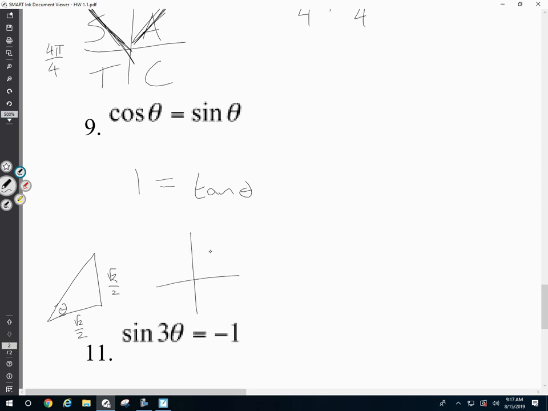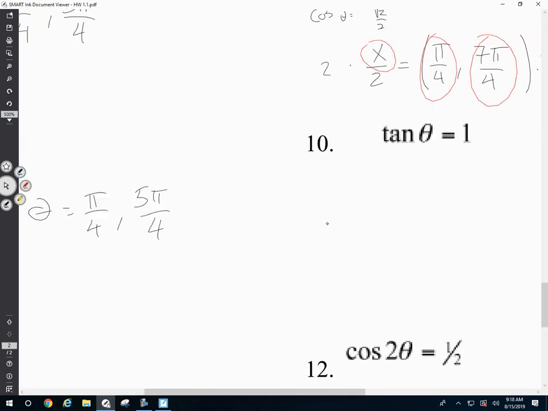When is tangent positive? Tangent is positive in the first and the third quadrants. So I want the pi over 4 in the first quadrant, and I want the pi over 4 in the third quadrant. Remember, this is 4 pi over 4. I'm going to have to add a pi over 4 to get to 5 pi over 4. Another way to think about this is like when are cosine and sine the same? Same process to get to the answer.